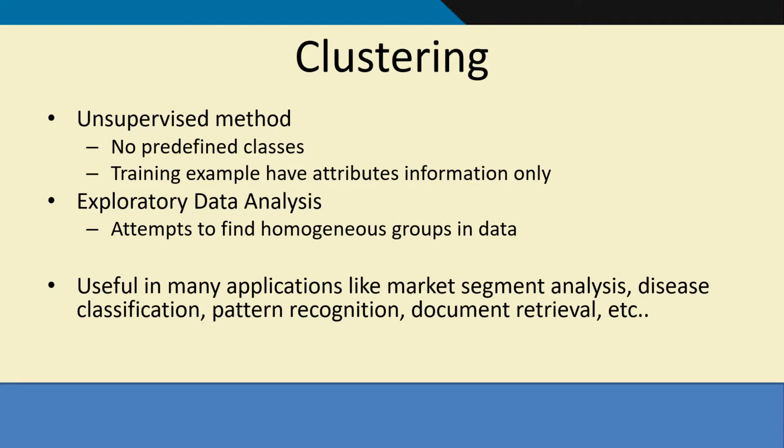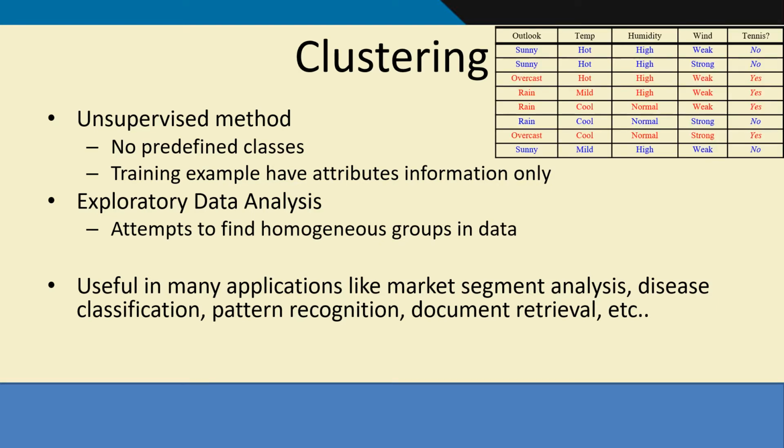Clustering is similar to classification, in which we were grouping the data. However, unlike classification, the groups are not predefined. Instead, the grouping is accomplished by finding similarities between data according to the characteristics found in the actual data, and these groups are called clusters. So, we do not have any predefined classes. The training example has attributes information only.